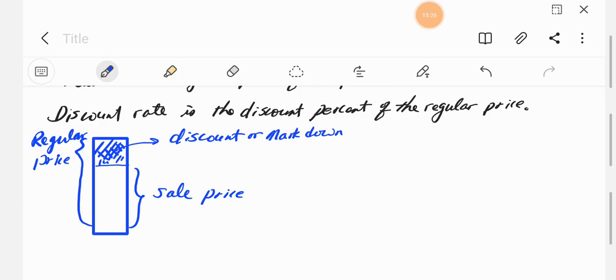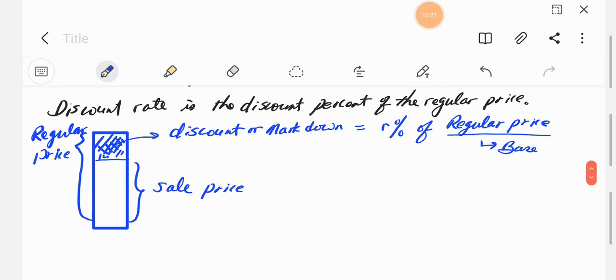Okay, so the discount rate. The discount rate is the discount percent from the regular price, right? Let's say the discount rate is R. Then this is R percent of what? R percent of the regular price, always the regular price. Not from the cost. This time it's not cost. It's a totally different story. So the base is always the regular price because you are discounting the regular price. Once you understand this diagram, it's much easier to write an equation.